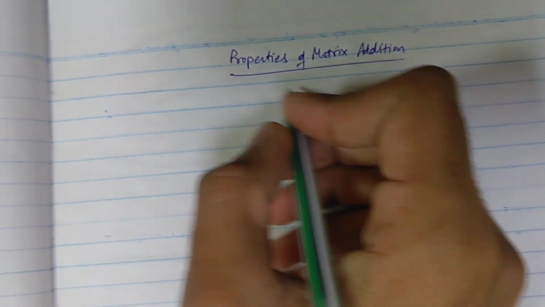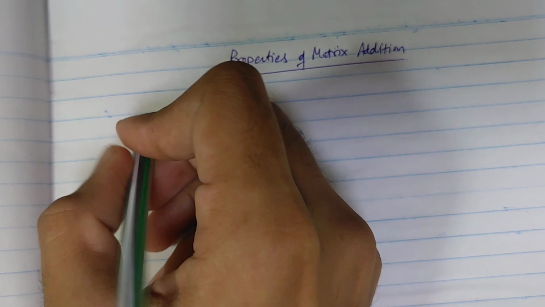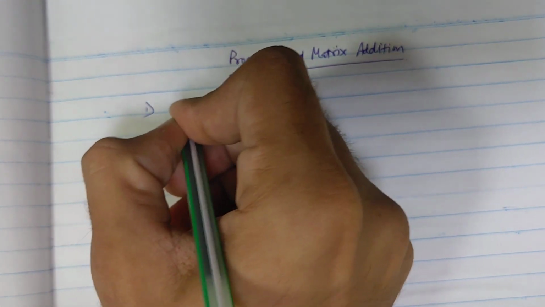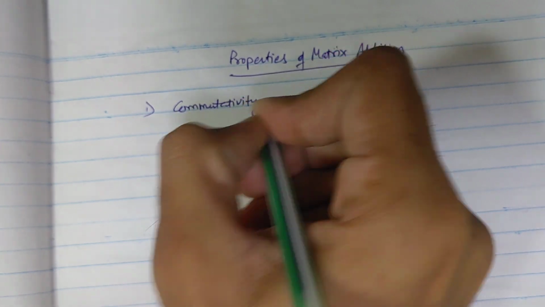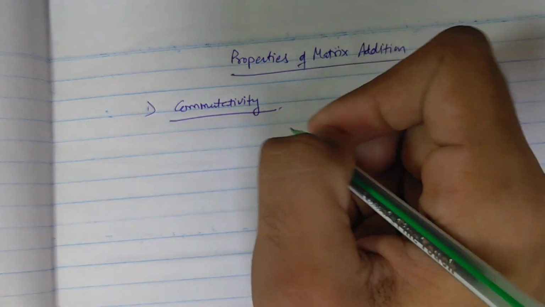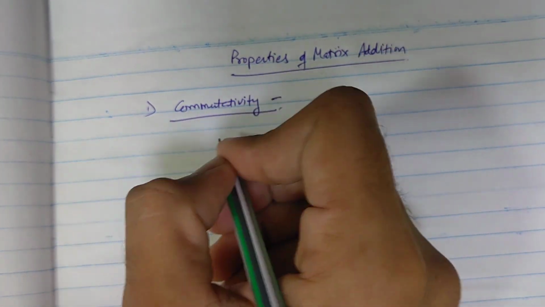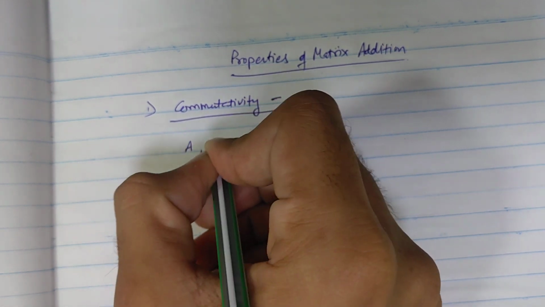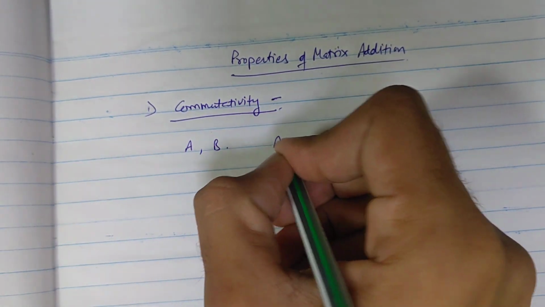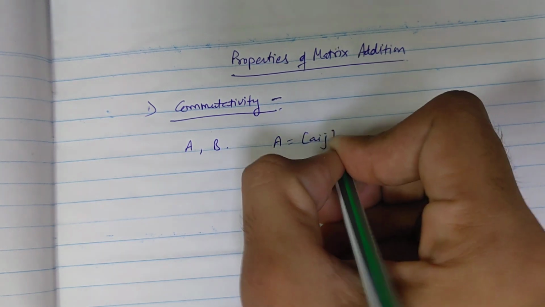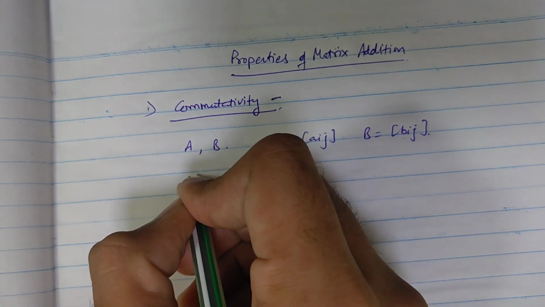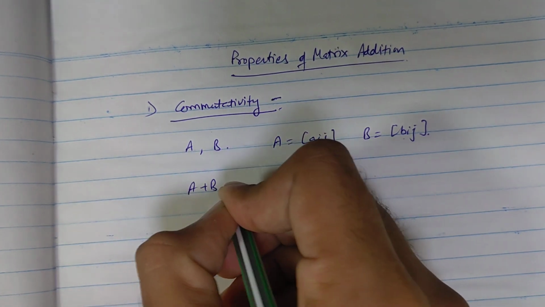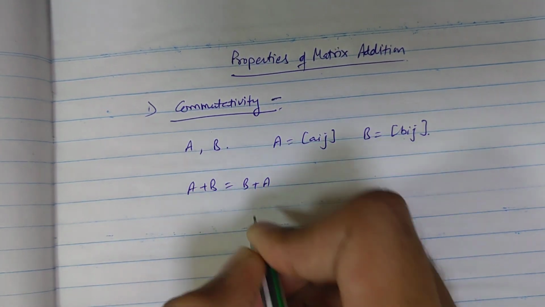So there are mainly four properties of matrix addition. First one is commutativity. So what is commutativity? It means for any two matrices A and B, where A equals Aij and B equals Bij, A plus B is equal to B plus A.